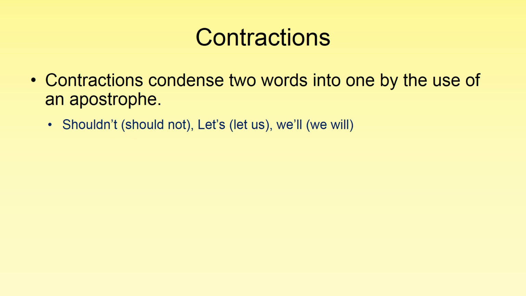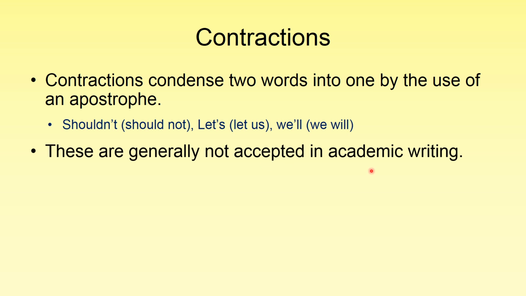Another use of the apostrophe is with contractions. Contractions are two words condensed into one via the apostrophe. Some examples would be shouldn't, let's, we'll, etc. The full versions would be should not, let us, and we will. Be sure to use the full versions. Separate these contractions as they are not accepted in academic writing. They are considered informal writing.